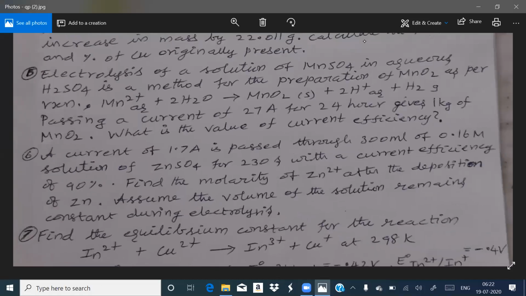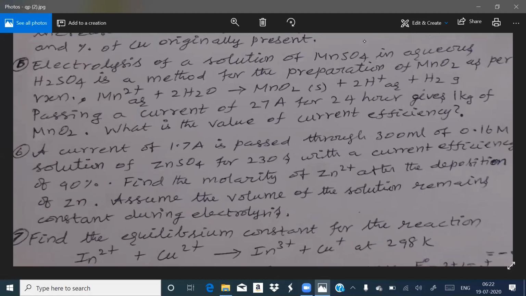In question number 6, a current of 1.7 ampere is passed through 300 ml of 0.16 molar solution of zinc sulfate for 230 seconds with a current efficiency of 90%. Find the molarity of Zn2+ after the deposition of zinc. Assume the volume of the solution remains constant during electrolysis.